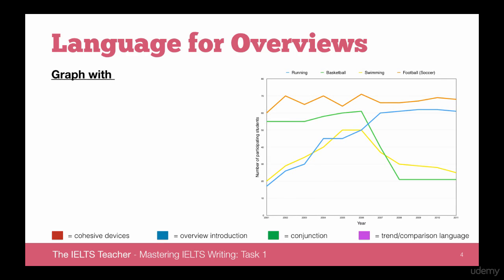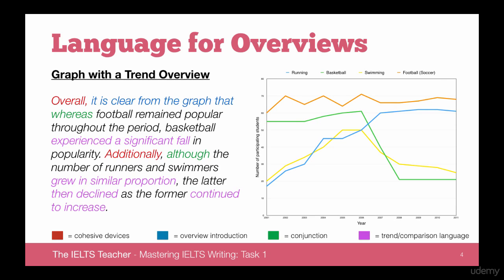We're going to begin by looking at graphs of the trend. So here is an example. Overall, here's your cohesive device. Just makes it very clear that you're now in the overview. It is clear from the graph that. Just a little bit more to again make sure the reader knows we're in the overview. Whereas football remained popular throughout the period, basketball experienced a significant fall in popularity.